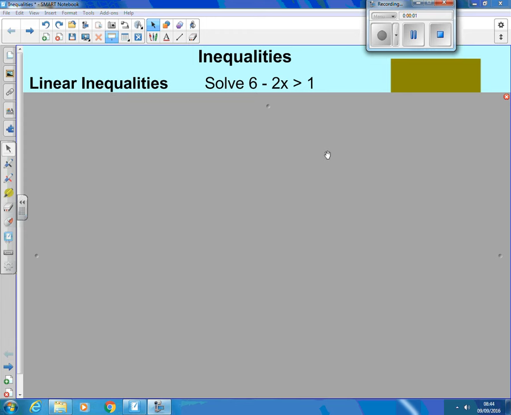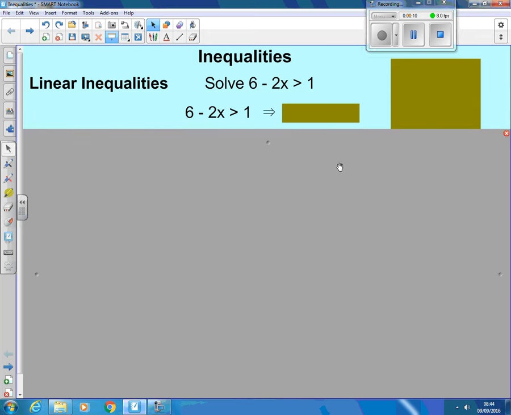Consolidation video on inequalities. So we'll start with linear inequalities, like 6 minus 2x is greater than 1. Now, we can solve it just like an equation to start off with.